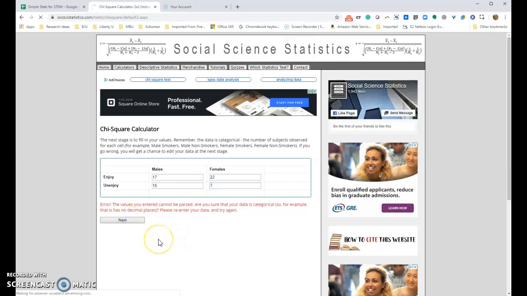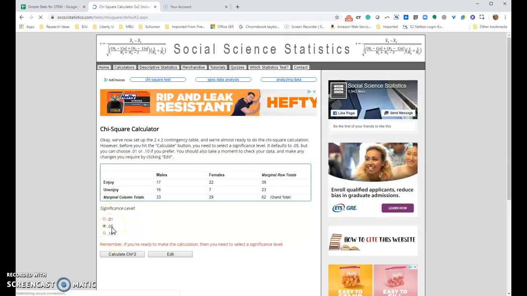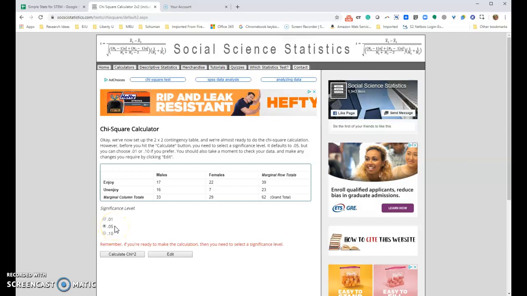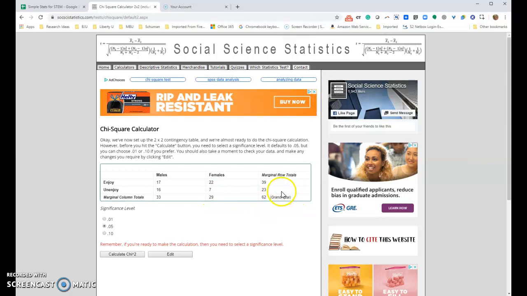And we'll hit Next. It's going to ask us what our significance level is. In our case, it's 0.05. I want to have less than a 5% chance of being wrong on that null. And so if I get a finding that's less than this, I can reject the null hypothesis and say that there is a difference, statistically speaking. It's always good to check your numbers here one more time just to make sure everything adds up right. But then we're going to calculate the chi-square.